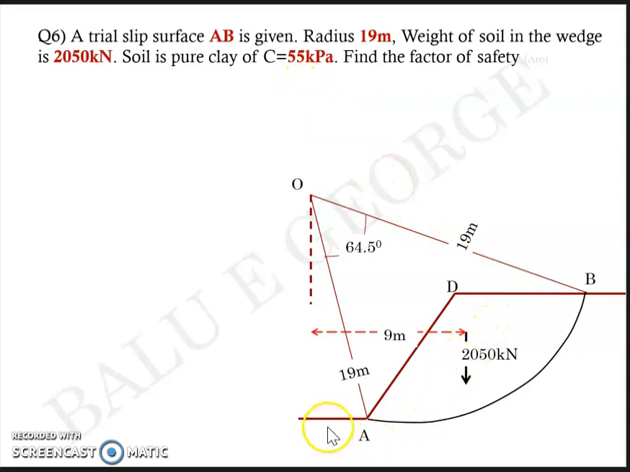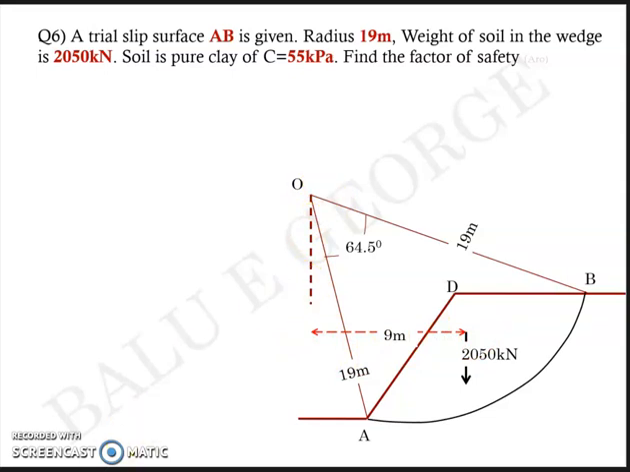Now, if you take a look at the geometry, you can see that ADB is the slope that we are interested in, which is assumed to be failing along the line AB, and ADB, the soil mass, has a weight of 2050 kilonewton. A and B subtends an angle of 64.5 degree with the assumed center of the circle, part of which is AB. 19 meters of radius given, and the weight 2050 kilonewton is acting at a lever arm of 9 meter away from the center.